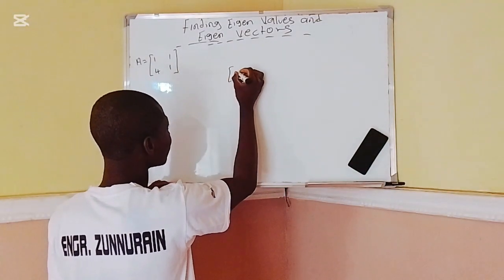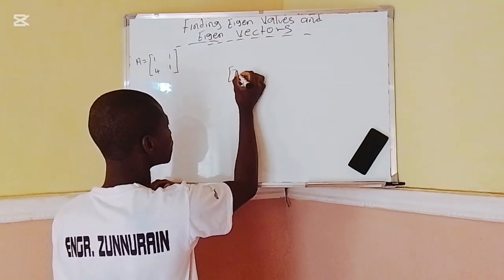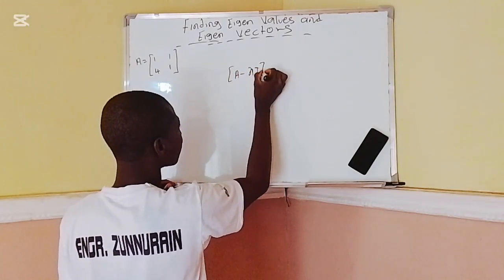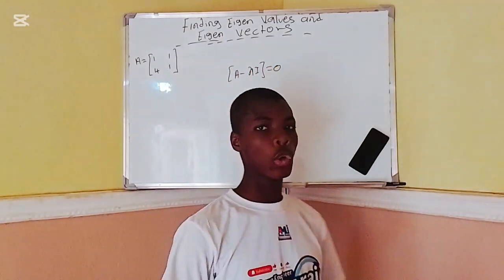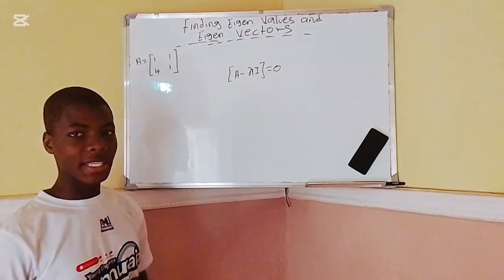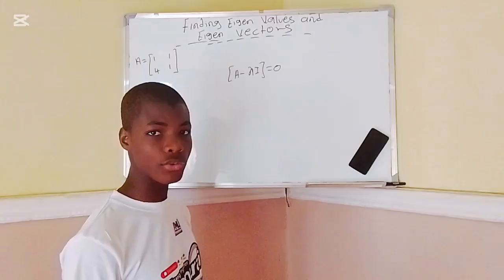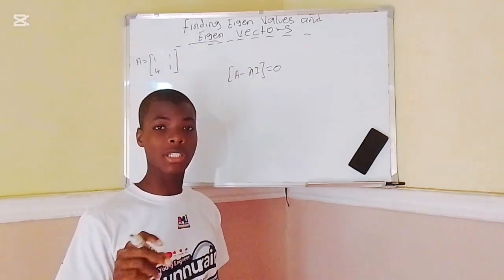Like the eigenvalues: A minus lambda I equals 0. This I is indicating the identity matrix. But the eigenvectors are what?